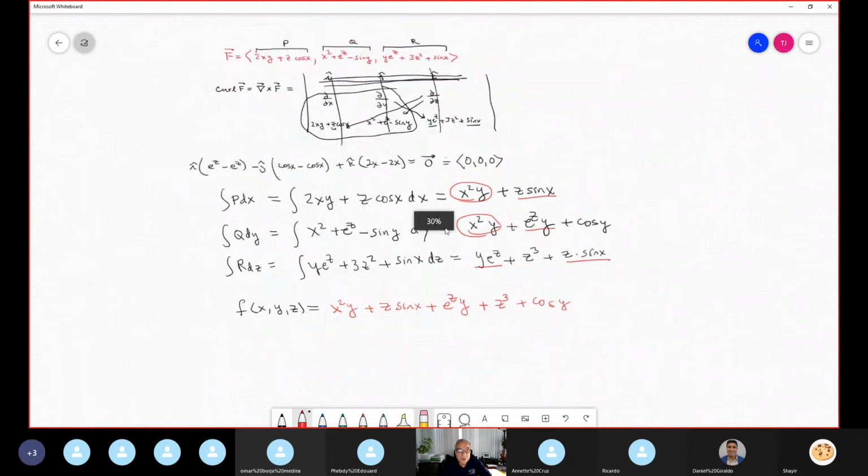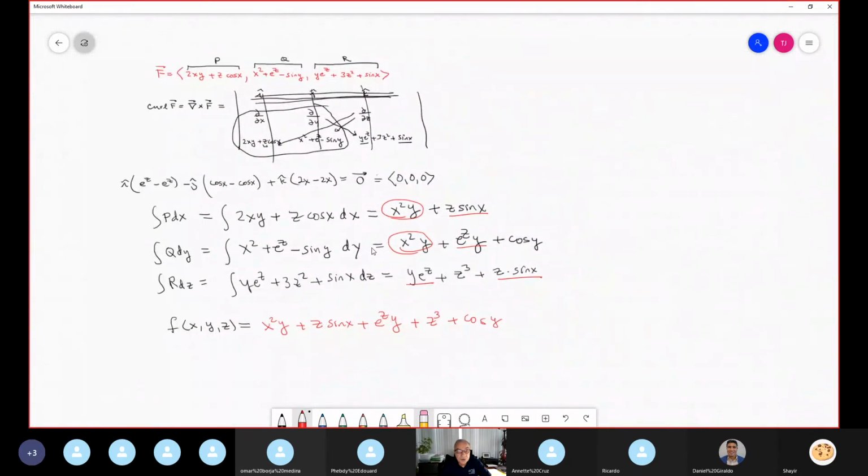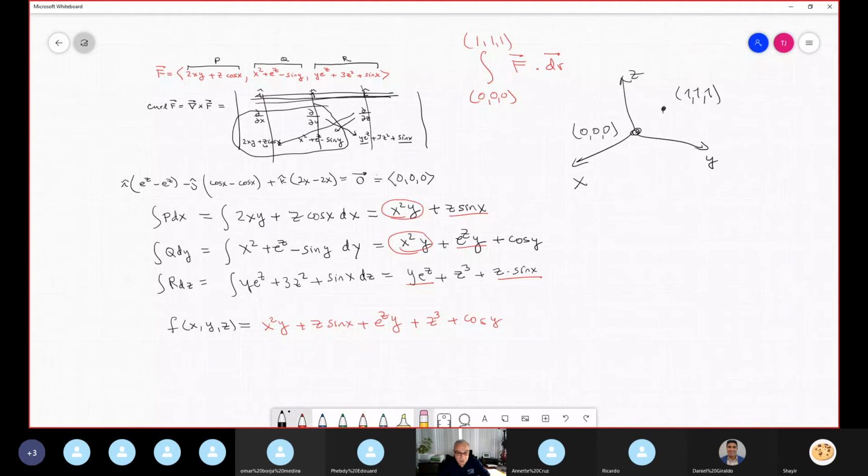Now, with the potential function, I forgot to say the objective of this problem is to compute the line integral from the point 0, 0, 0 to the point 1, 1, 1. No specific curve r, the trajectory is not important. So suppose I am doing the sketch in 3D, x, y, z. We go from 0, 0, 0 to 1, 1, 1. I travel along a totally arbitrary trajectory.